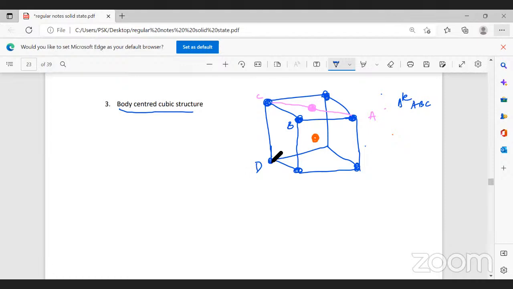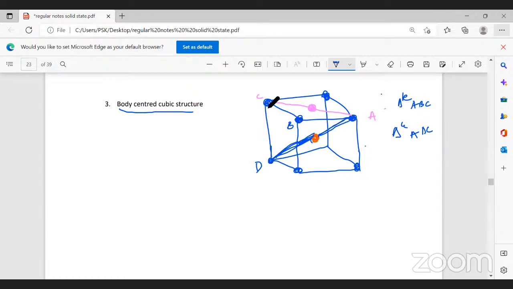Now D is passing through the particle which is at the center and passing through A. This D is passing through the particle which is at the center and touching A. This is another straight line. You should visualize that. From D, there's a straight line which is touching the particle, the body-centered particle, and touching A. So now you have to understand one more triangle, that is A, D, and C. Is it possible? Can you see two triangles?